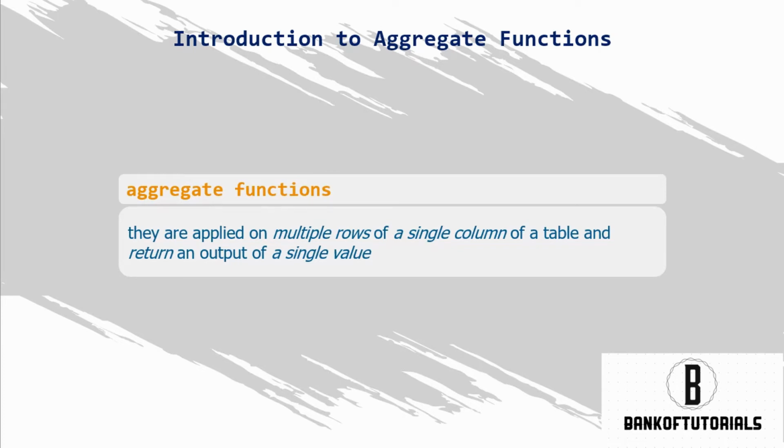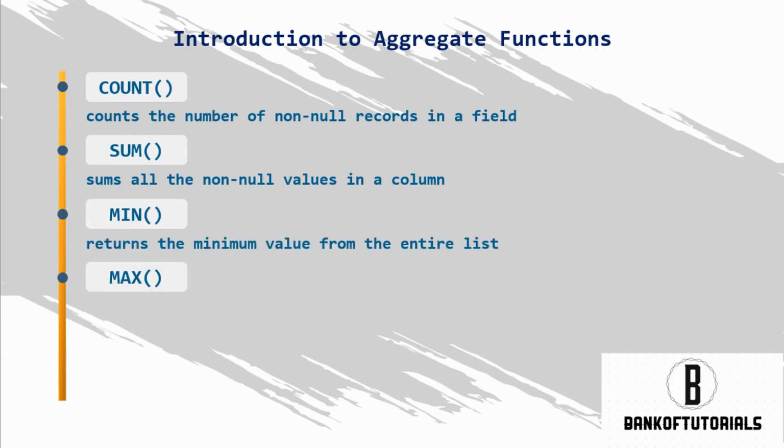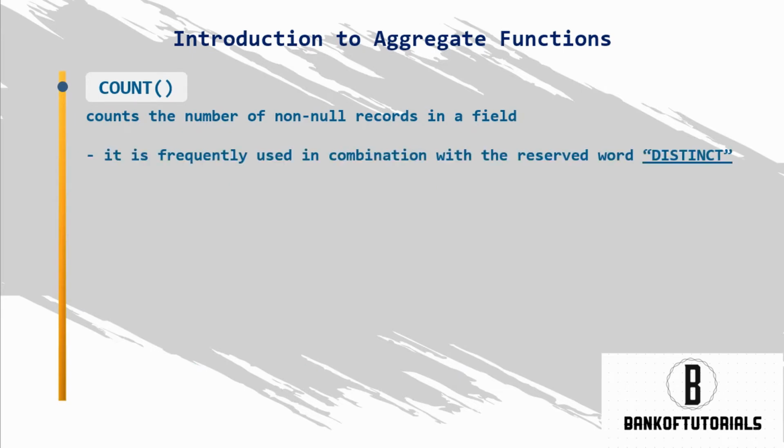The most notable is count. It counts the number of non-null records in a field. Sum intuitively sums all the non-null values in a column, while min and max return the minimum and the maximum value from the entire list. Finally, average, abbreviated AVG, calculates the average of all non-null values belonging to a certain column of a table. It is frequently used in combination with the reserved word distinct.